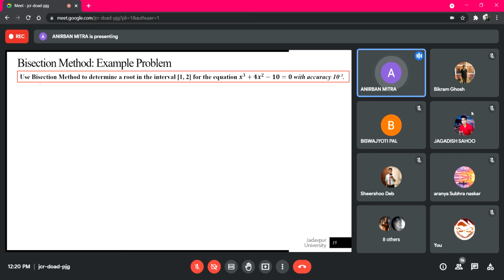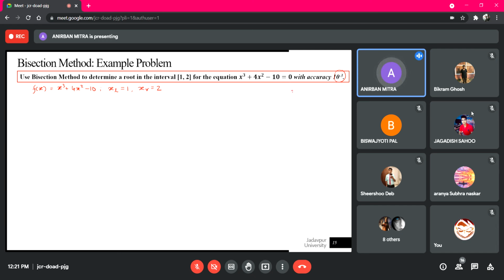So here, what is f(x)? This nonlinear function is x cubed plus 4x squared minus 10. That is our function. XL and XR are obviously given. XL is equal to 1. XR is given as 2. The accuracy is also provided, this 10 to the power minus 3. So at the beginning, we might carry out a quick calculation to see how many iterations are going to be required to achieve this kind of an accuracy.